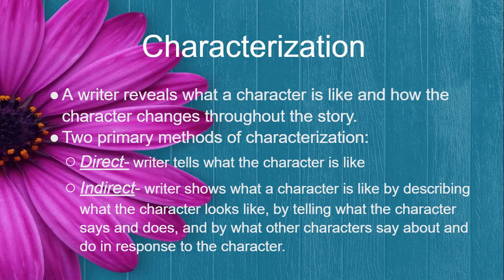Characterization is when a writer reveals what a character is like and how the character changes throughout the story. 2 primary methods of characterization are direct and indirect. Direct characterization is when a writer tells what the character is like. Indirect characterization is when a writer shows what a character is like by describing what the character looks like, by telling what the character says and does, and by what other characters say about and do in response to the character.